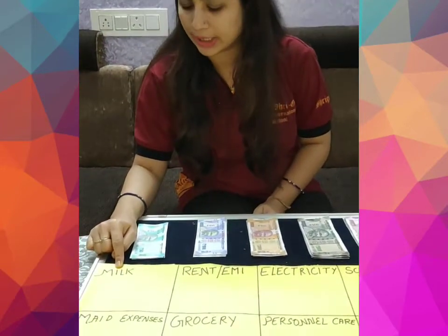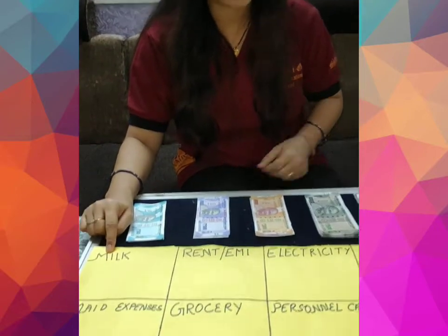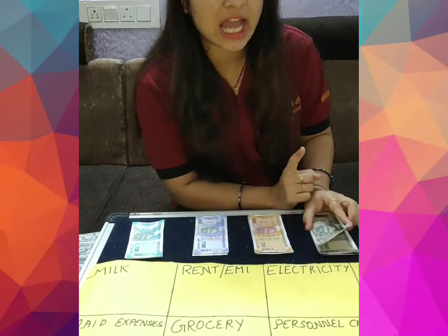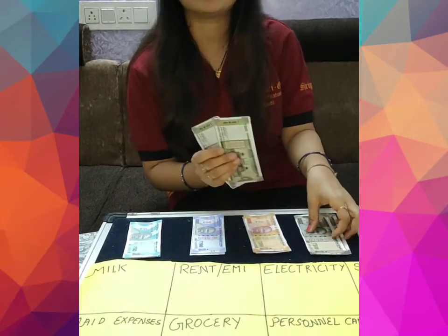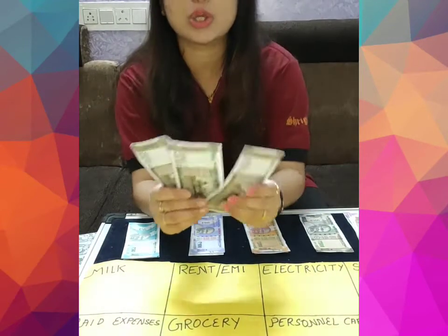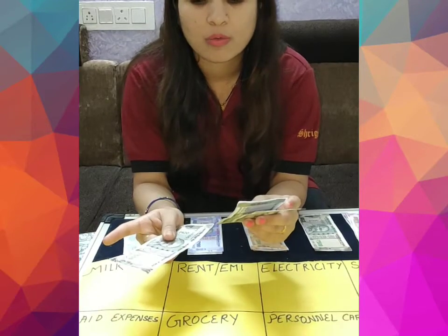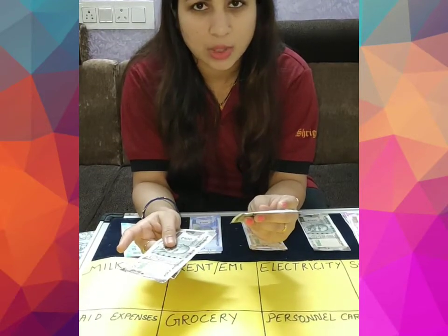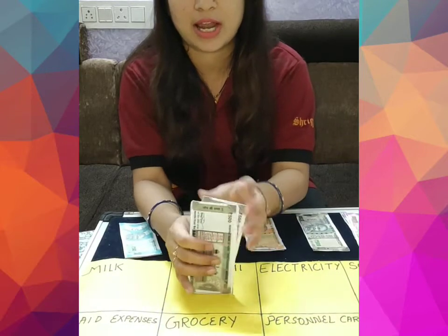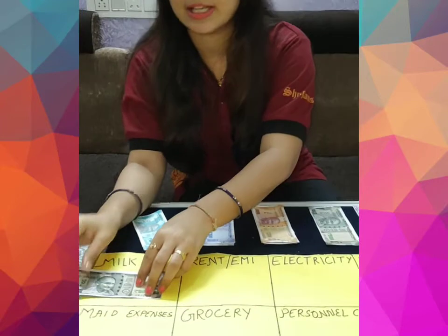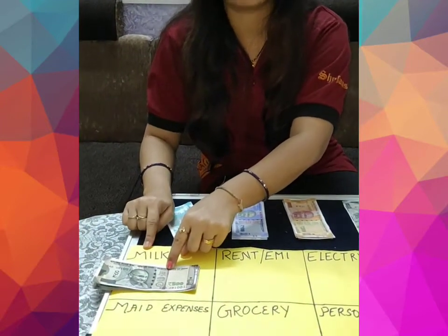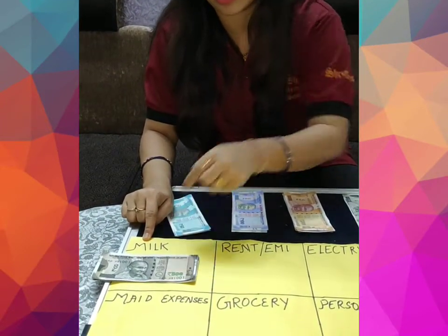Okay, so first I have to pay the bill of milk. Okay, milk amount is 1,500. The bill of milk is 1,500. So I am taking these 3 notes. Okay, 500, 1,000, then 1,500, and I'm keeping it here as the bill of milk which I have to pay to the milkman. Okay.